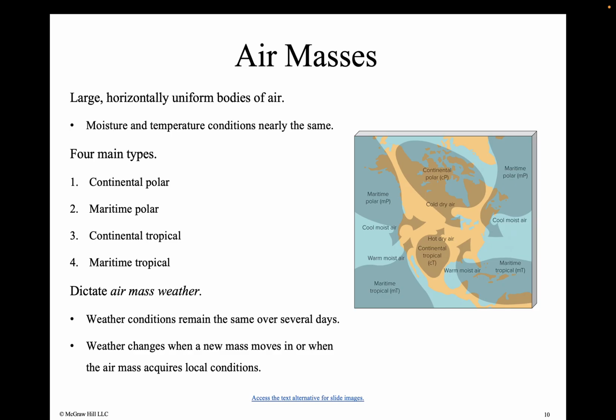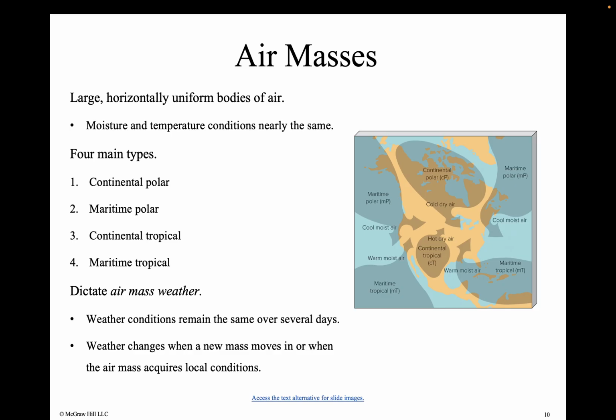It will form over regions with consistent conditions, such as the land or the oceans, and as it moves, it will bring its characteristics from that region. Those characteristics can be tropical or polar depending on the temperature. It's tropical when it's warm and polar when it's cold, and it can also bring a dry or humid type of air, maritime for humid and continental for dry.